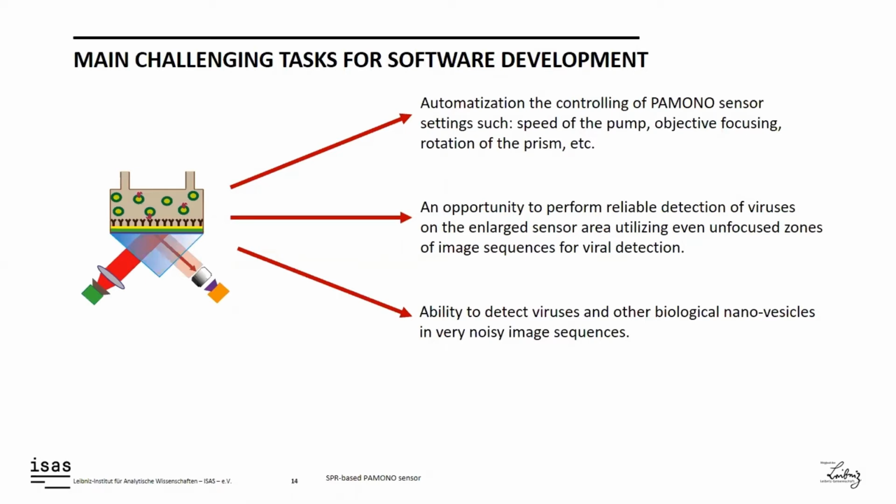It also would be nice to have an opportunity to perform reliable detection of viruses, not only in focused areas of the images, but also in unfocused zones. That will help us to detect very low concentrations of viruses or other biological nanoparticles in samples. And certainly, it would be very important to have an opportunity to detect viruses and other biological nanovesicles in very noisy image sequences.